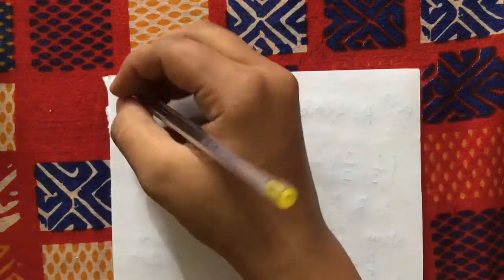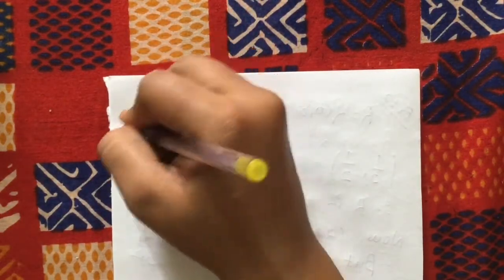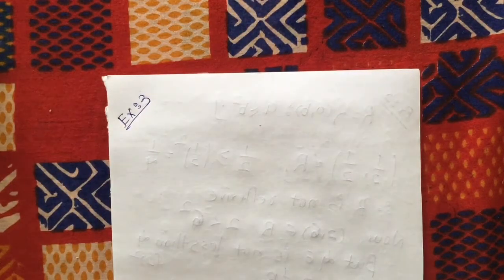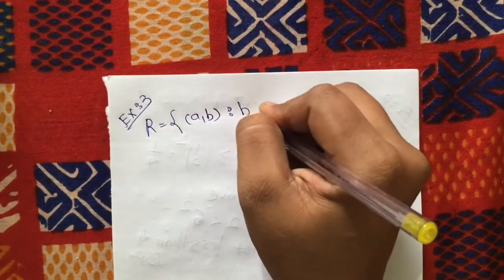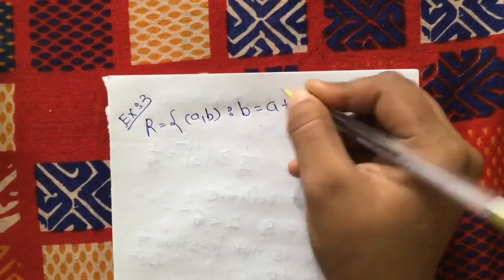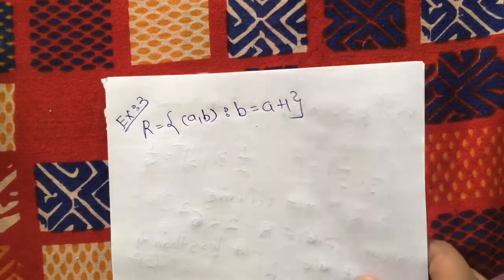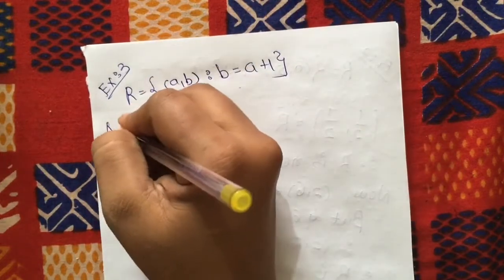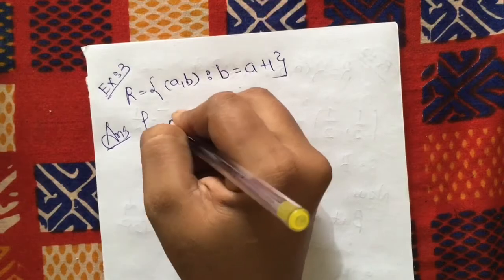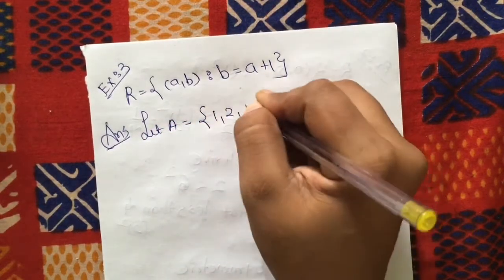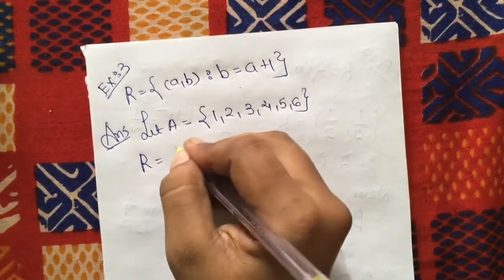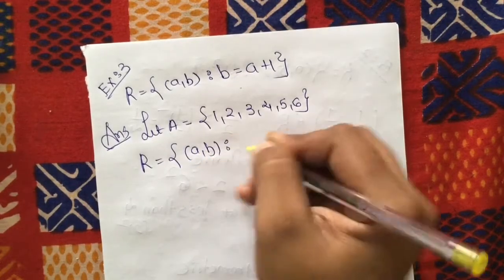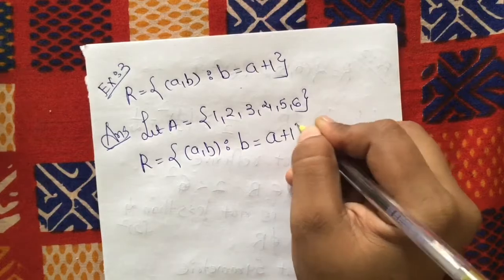Now the next question is question number 3, in which we have to check whether the following relation defined on the set {1, 2, 3, 4, 5, 6}, R = {(a, b) : b = a + 1}, is reflexive, symmetric or transitive. Okay, so first let A = {1, 2, 3, 4, 5, 6} and R is given by (a, b) such that b = a + 1.